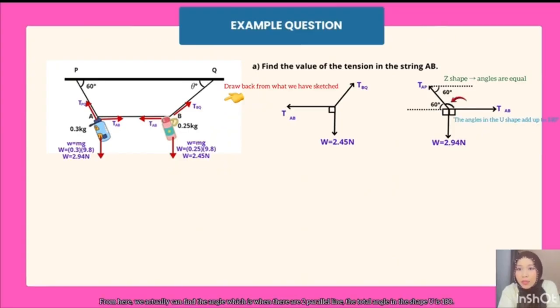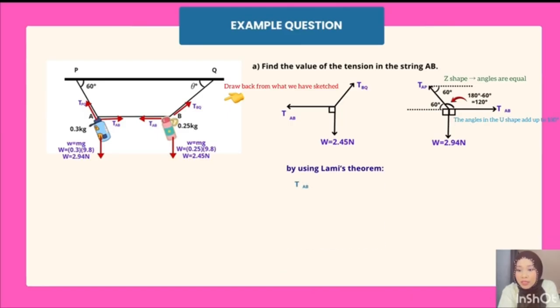From here, we can actually find the angle here, which is when there are 2 parallel lines, the total angle in the shape is 180. So 180 minus 60 is equal to 120. So by doing this, we can already find the tension AB by using Lami's theorem.